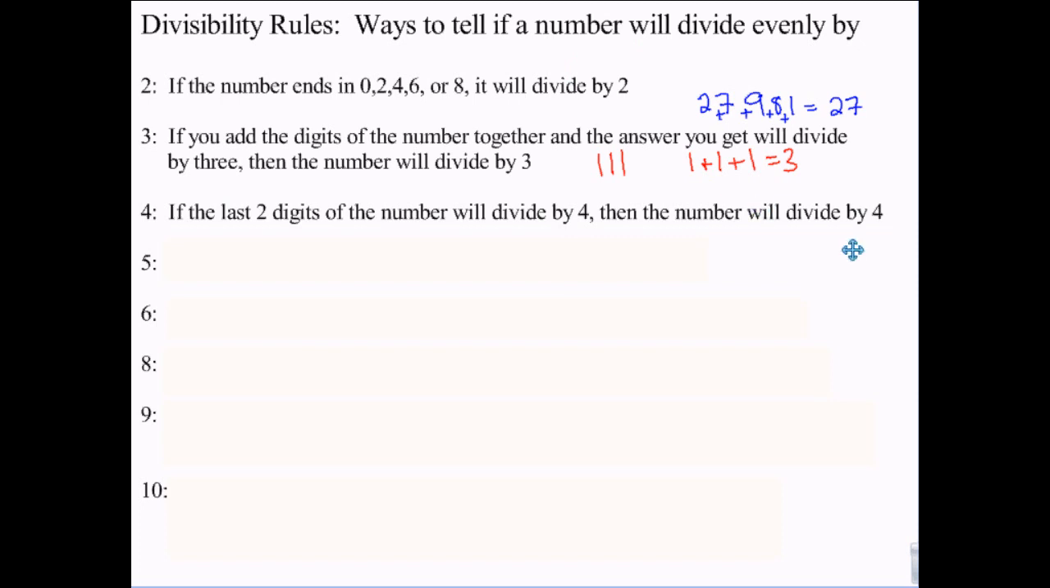So for example, if I had some number 356,924, and I want to know, is that going to divide by 4? All I need to do is look right here. 24 divides by 4, so this whole thing will divide evenly by 4.